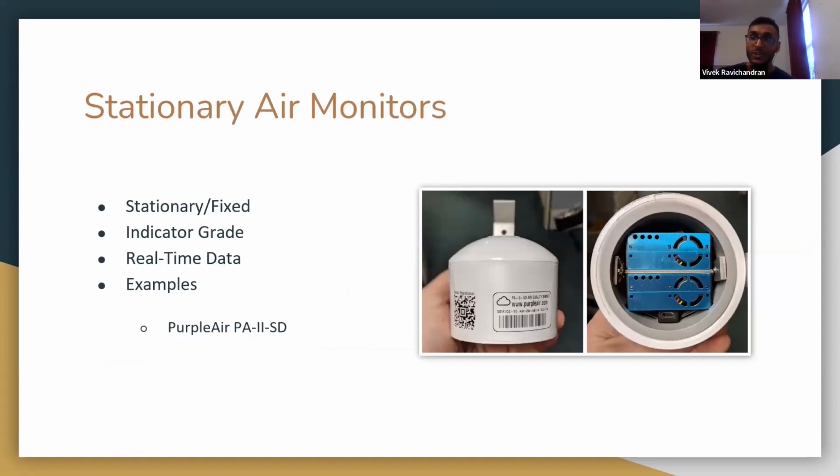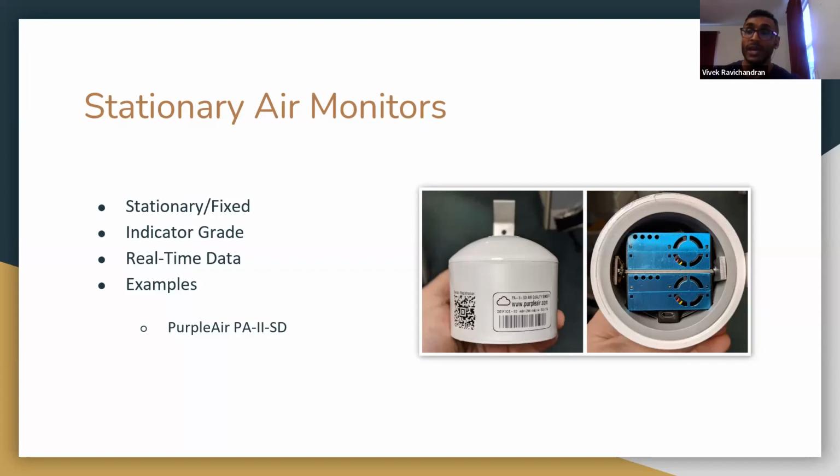So those were the personal mobile monitors. We sort of conflate those two terms, but here we have the stationary ones. To the right, you have an example of what we utilize in the field, which are PurpleAir monitors. As the name suggests, these are fixed. They're very reliable. These are the ones that have a very strong correlation with the government monitors, upwards of 95, 98%.